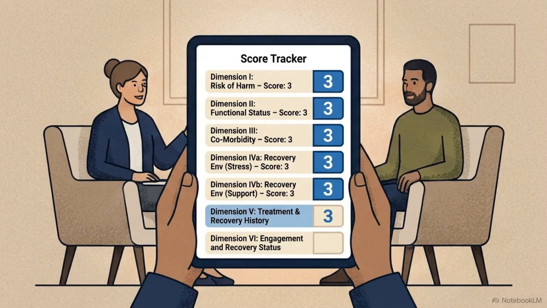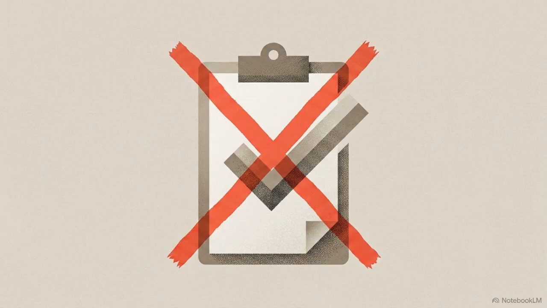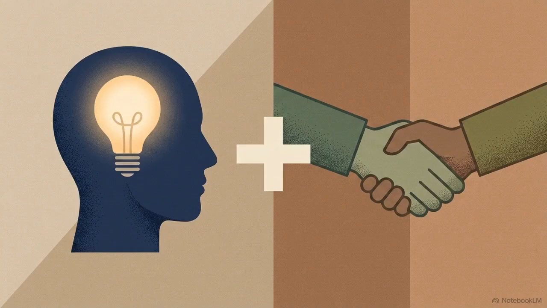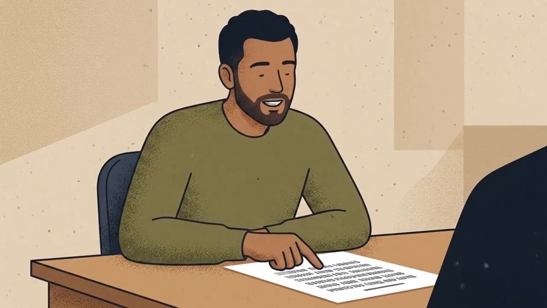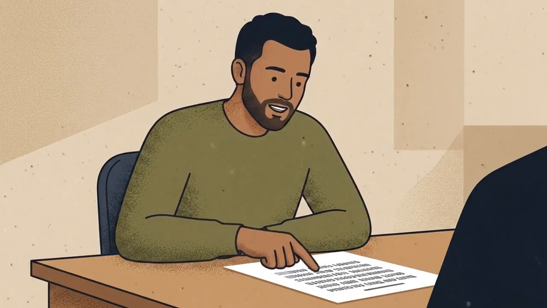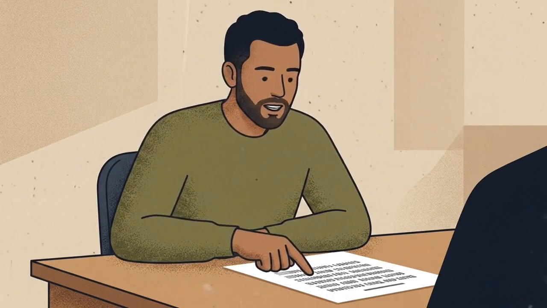Our final rating is Dimension 6, engagement and recovery status. Passive compliance is not true engagement. To score well here, a client must show both an insight into their illness and a willingness to participate in their own recovery. Our client is ambivalent, but acknowledges their problems and responds to motivational strategies. This meets the criteria for a 3. A client's actual level of engagement is a primary indicator of how effective a specific level of care will be.